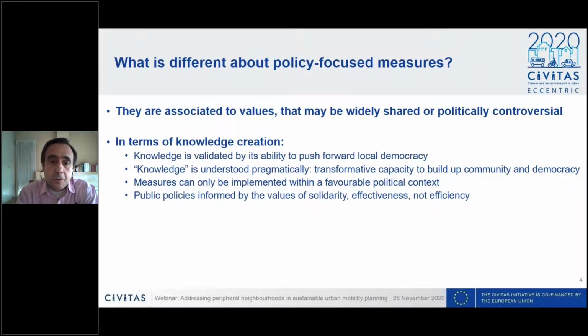It is not so much about mobility at the end of the day, it is really about democracy, what we are talking about. They are different from the other measures also in terms of knowledge creation. Well, what is knowledge in this case? Obviously, knowledge is not that much about developing technology. Knowledge is about empowering local democracy. We are creating knowledge in the sense that we are developing new ways of putting people more at the center of decisions.